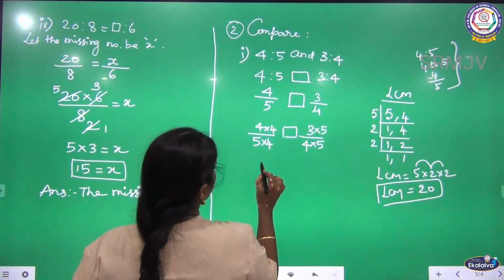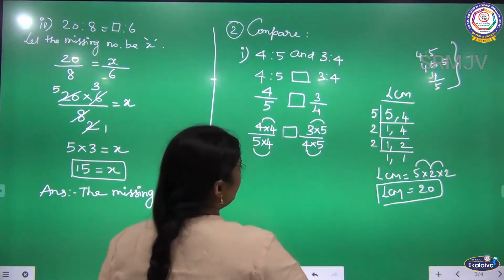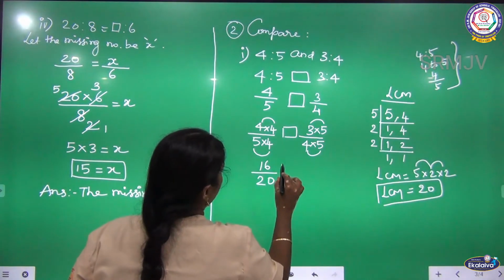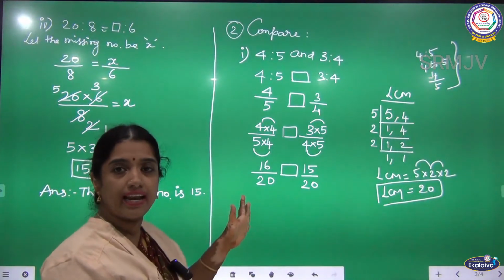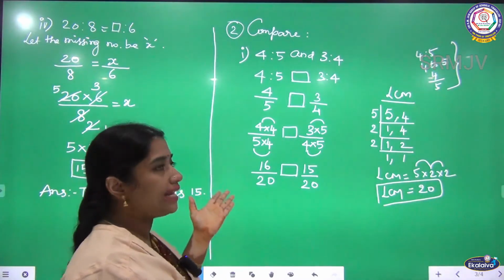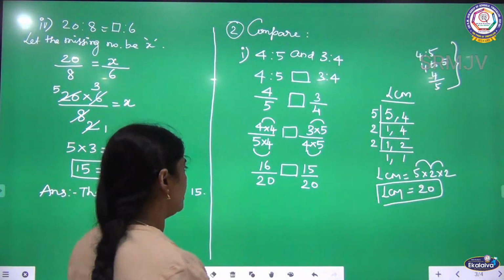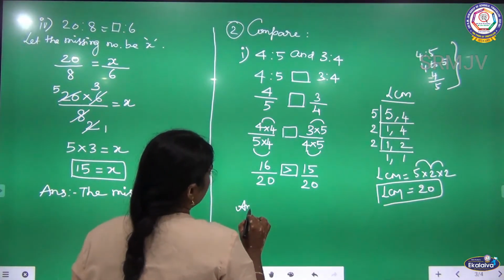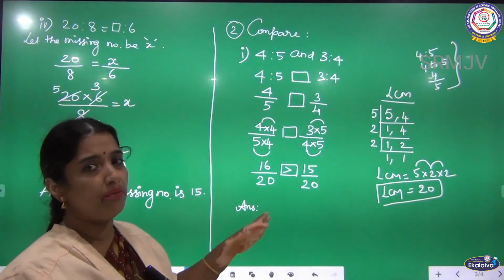Now listen, children. 4 4s are 16, 5 4s are 20. 3 5s are 15, 4 5s are 20. So 16 by 20 and 15 by 20. Now see, your fractions are like. Like means the same denominator, 20 and 20. Now you can compare whether 16 by 20 is greater or 15 by 20 is greater. Yes, 16 by 20 is the greater one. So I can write the answer: 16 by 20 is greater than 15 by 20.